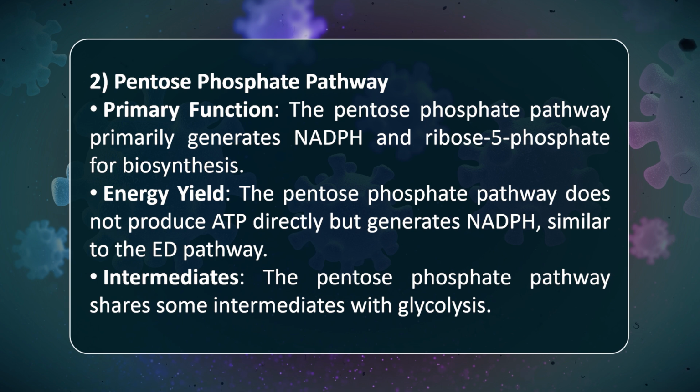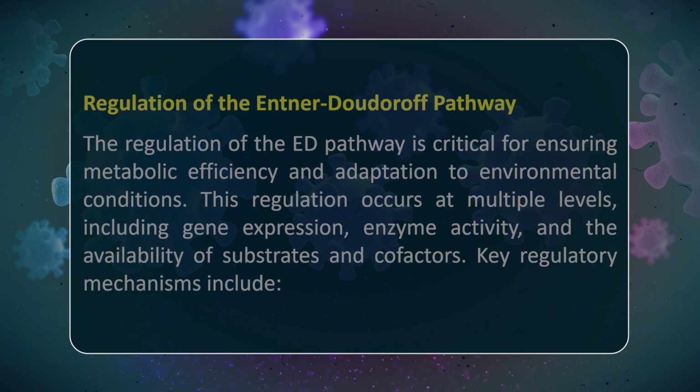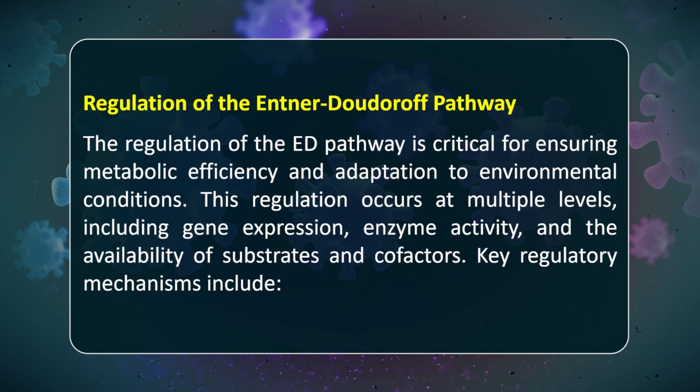The PPP pathway shares some of the intermediates with glycolysis. However, the ED pathway shares some initial steps of the oxidative phase of the PP pathway, particularly the production of NADPH from glucose 6-phosphate. However, the overall outcome and intermediates are different. Regulations. The regulation of the ED pathway is critical for ensuring metabolic efficiency and adaptation to environmental conditions.